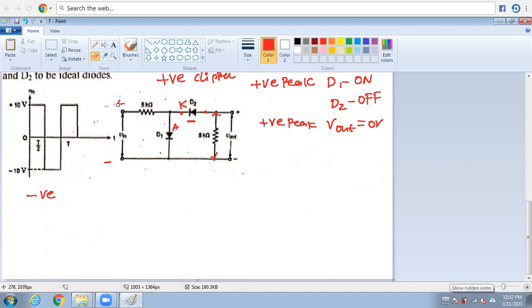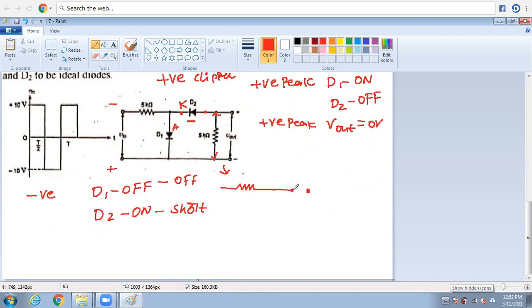This is the negative, and the other one is the positive. This negative is connected to the anode, so D1 is off. In the ideal case, D2 is on, which means it is directly a short, and D1 should be off. Now I will redraw this circuit diagram in a neat manner. Now this is the circuit diagram. Here D1 is off, no need to write it, and this is the short.